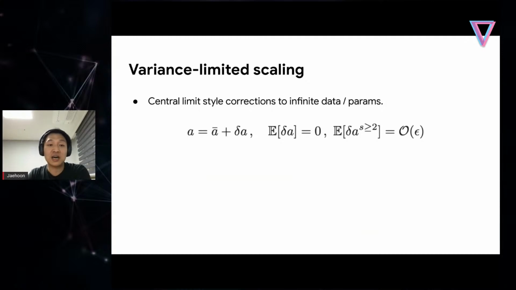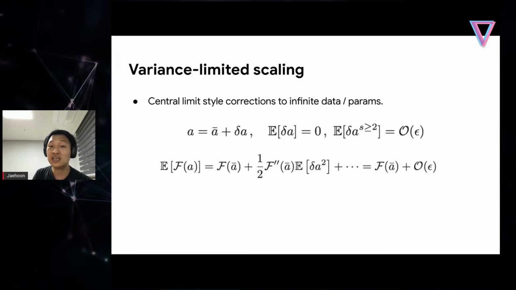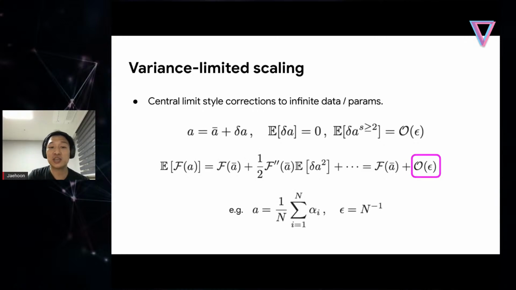To be a little more concrete, if you have a random variable A that concentrates around its mean A bar, with variance and higher moments scaling like some small number epsilon, then for any sufficiently smooth function of A, call it F, the mean concentrates around F of A bar with leading corrections controlled by the variance of A. One way such a concentrating variable can arise is from the empirical average over a large training set or over a large number of parameters.